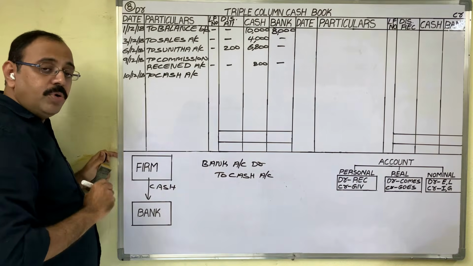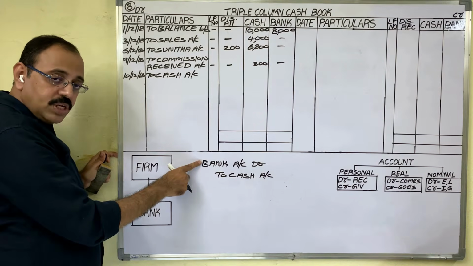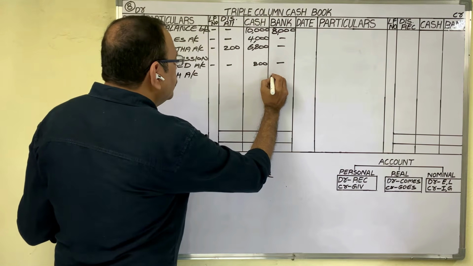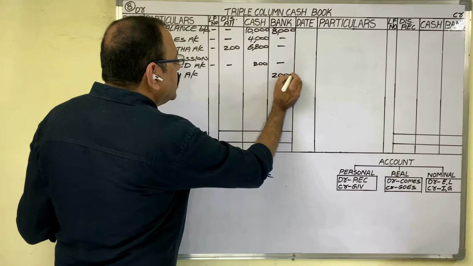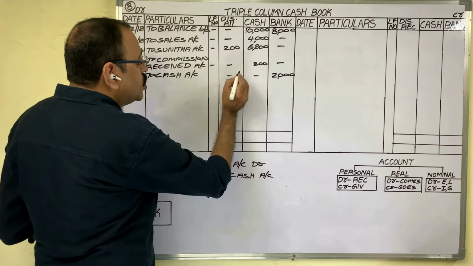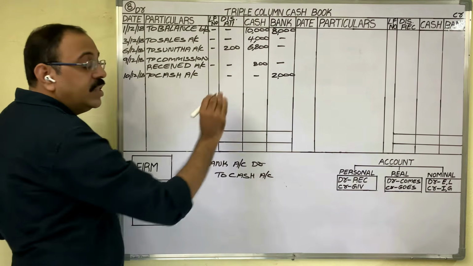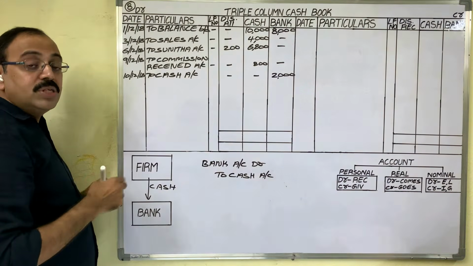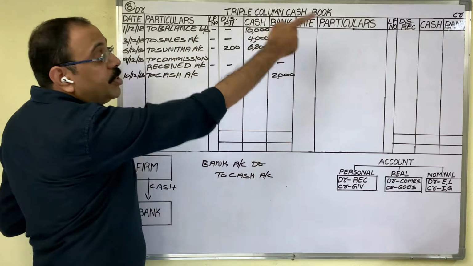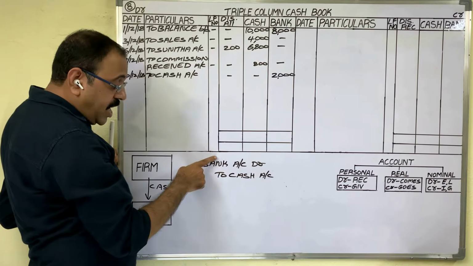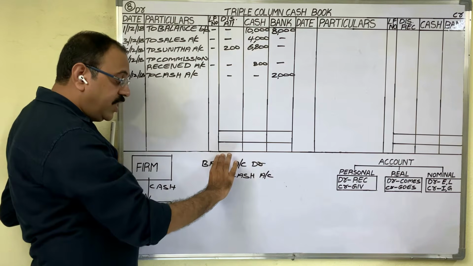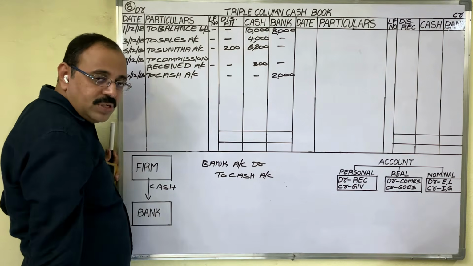In which account we are posting now? In bank account we are posting now. Therefore, amount should be in bank column. 2000 rupees. There is no discount here. Don't write anything in discount column and don't write anything in cash column also, because in bank account we posted. Even cash account also we are preparing. Observe, cash account is credited in the journal entry. Therefore, this entry, credit side we have to post.